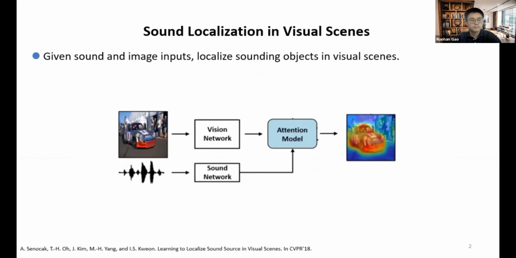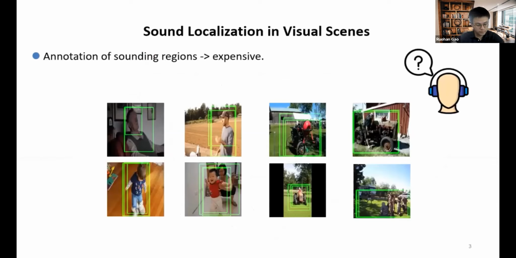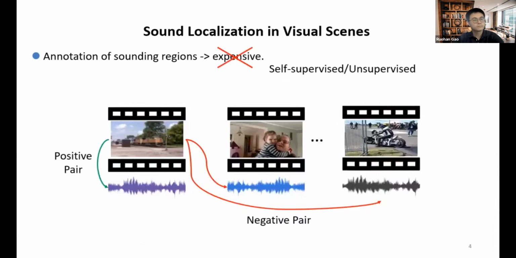Sound localization aims to localize sounds in visual scenes. For example, when you see a car and hear its engine sounds, we would like to localize the car in the visual scenes. It is expensive to annotate the sounding region, because we have to see and hear simultaneously. Thus, self-supervised and unsupervised methods are proposed.